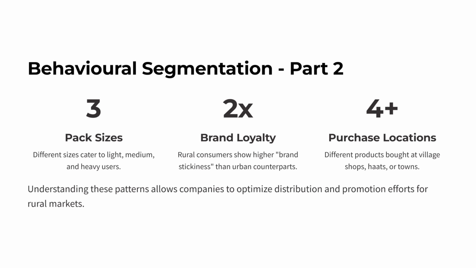Sixth, place of purchase. Rural consumers typically purchase different categories of goods from different locations. Daily necessities might come from local village shops, weekly needs like vegetables from the haats, and durable goods or specialized items like fertilizers from the nearest town. Understanding these patterns allows companies to optimize distribution and promotion efforts, for example, by being present at haats for relevant product categories.